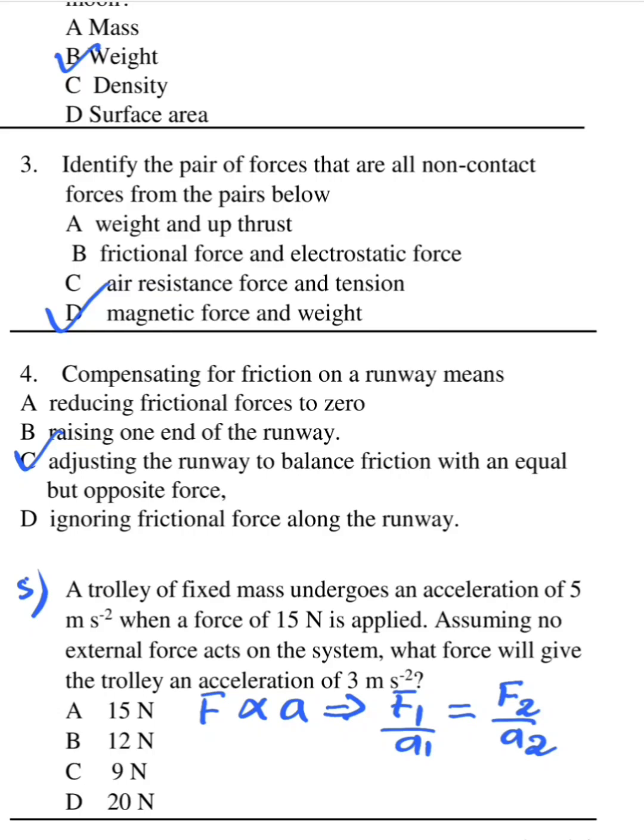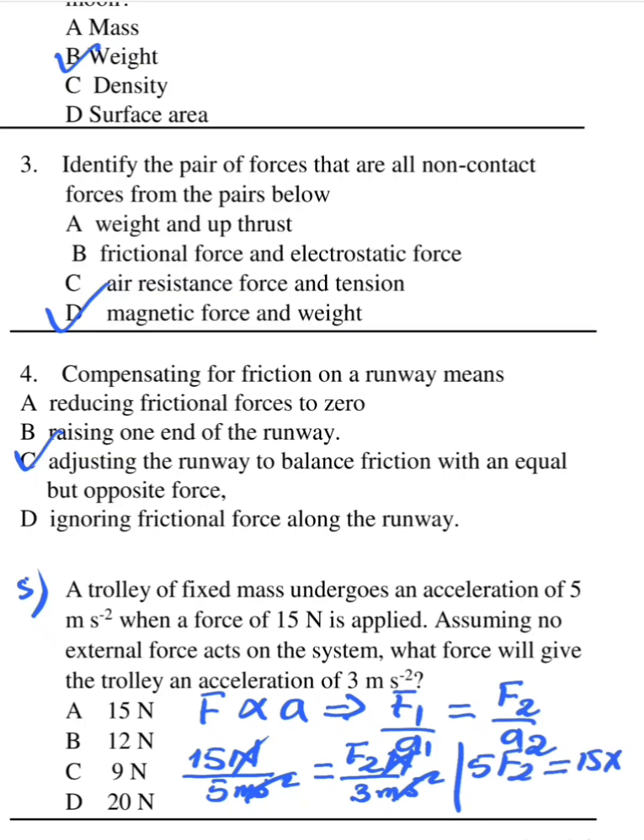And so F1, which is 15 newtons, divided by its corresponding acceleration, which is 5 meters per second squared, must be equal to the next force, which we're looking for, divided by its acceleration, which is 3 meters per second squared. The units will cancel, and we can cross multiply. So we have that 5 F2 should be equal to 15 times 3. When you divide through by 5, F2 is 15 over 5, which gives 3, times 3, which is 9 newtons. So the force when the acceleration is 3 meters per second squared would be 9 newtons.